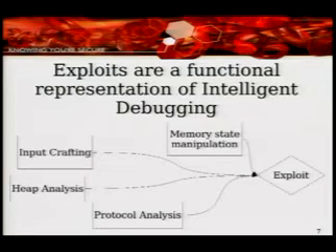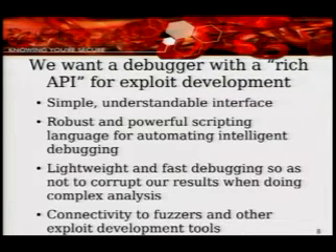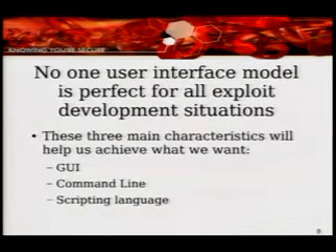Let's say inside a debugger you should be able to get the first abstract approach of your bug and the last concrete goal, the shellcode execution. So, what do we want from a debugger? For a vulnerability development debugging framework, we want a simple, understandable interface, and we want to be able to script things. So we want a powerful scripting language in it, and we want it to be fast.